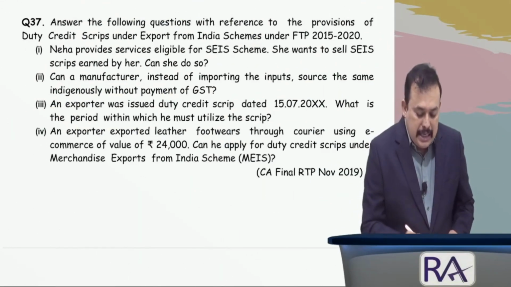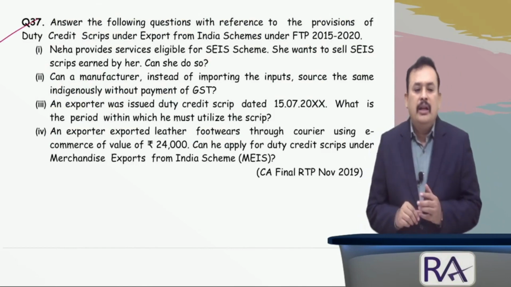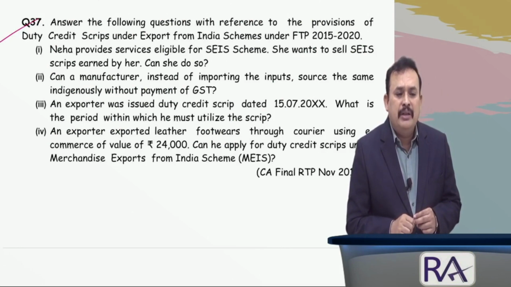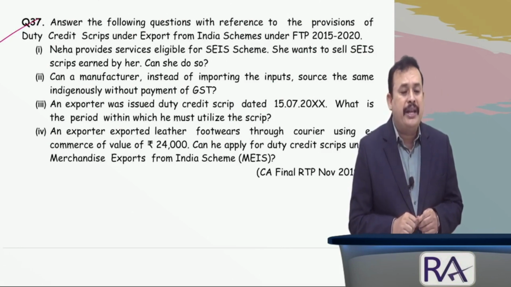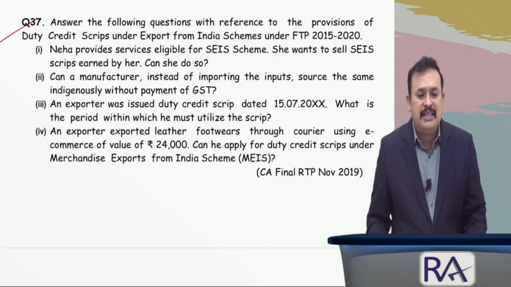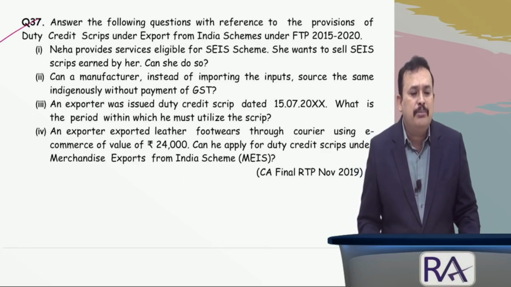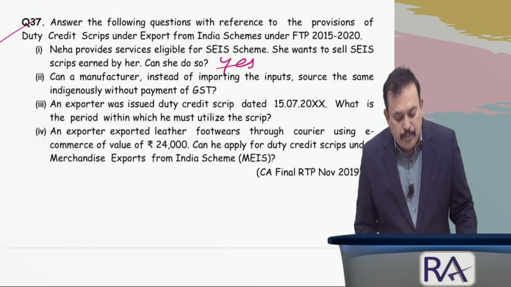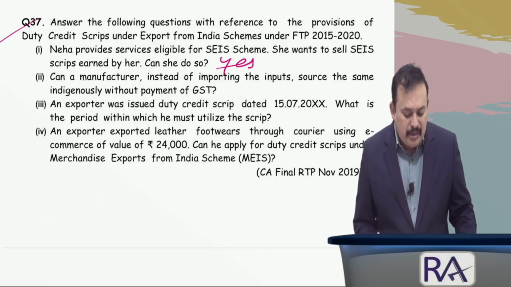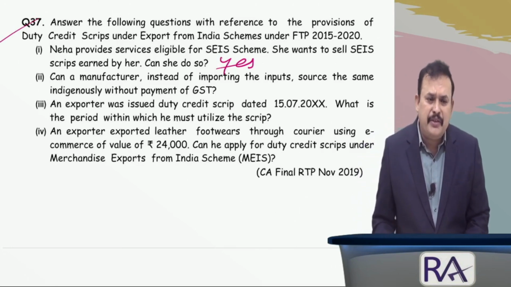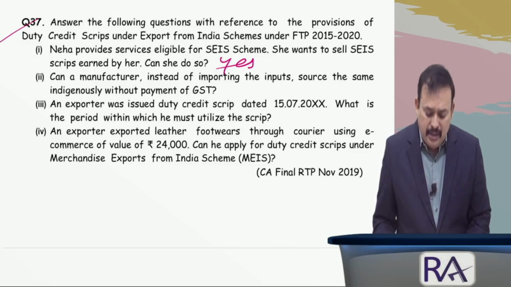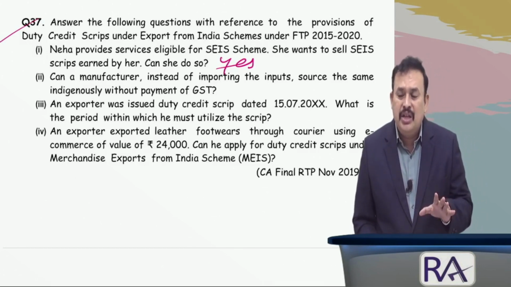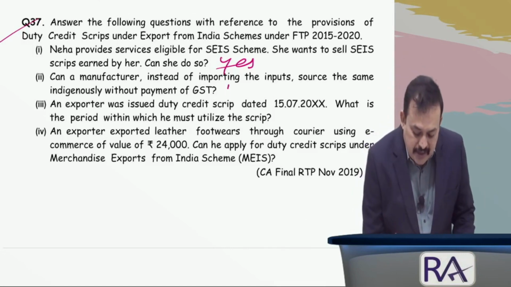Referring to question number 37. Answer the following questions with reference to the provisions of the duty credit scrips under the Merchandise Exports from India scheme, FTP 2015-20. 1. Neha provides services eligible for the SEIS scheme. She wants to sell SEIS scrips earned by her. Can she do so? Yes or no? Yes. Further, can a manufacturer, instead of importing the inputs, source the same indigenously without payment of GST? Sorry, a holder of SEIS or MEIS scrip cannot adjust it for payment of IGST. Therefore, the answer here is no.